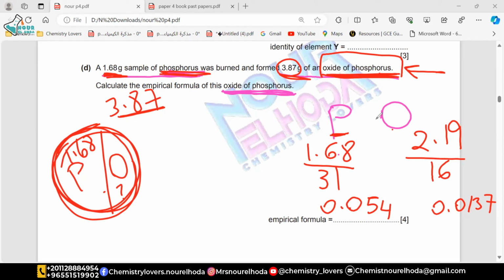Then what will happen? I wrote here the mass, I wrote here the mass. So what should I do next? I will divide both by the smallest number. Which one is the smallest number, 0.05 or 0.01? 0.01. Exactly. So we will divide both by 0.0137. So what's going to be the ratio?